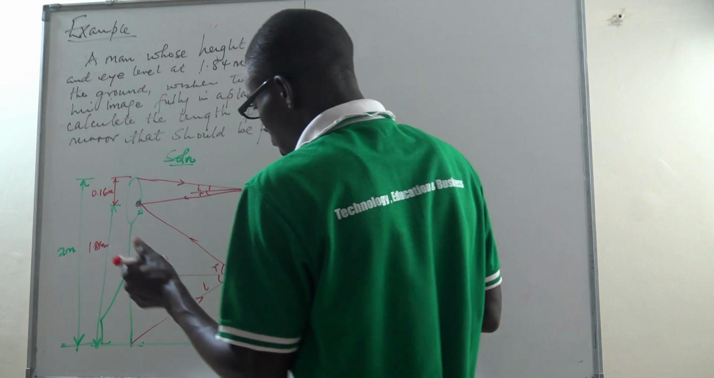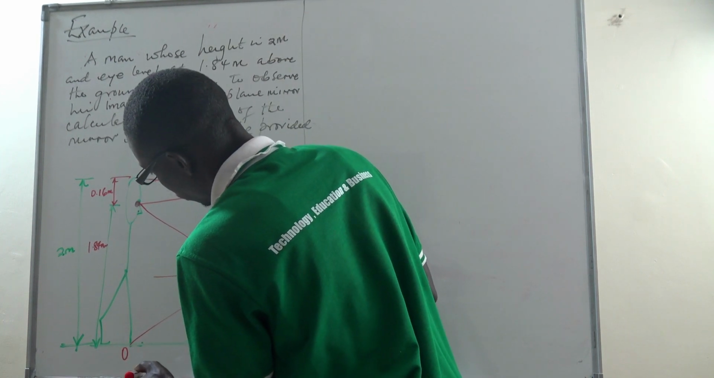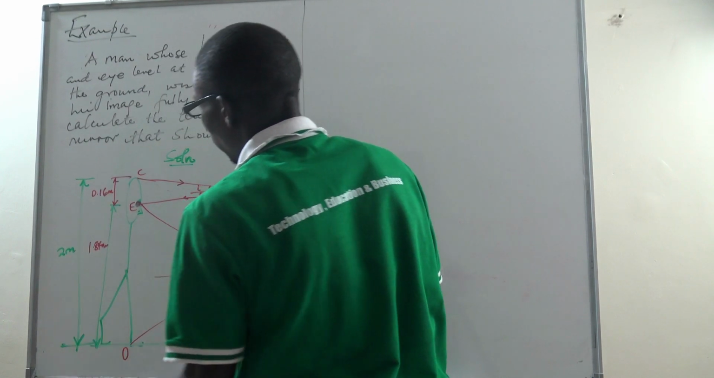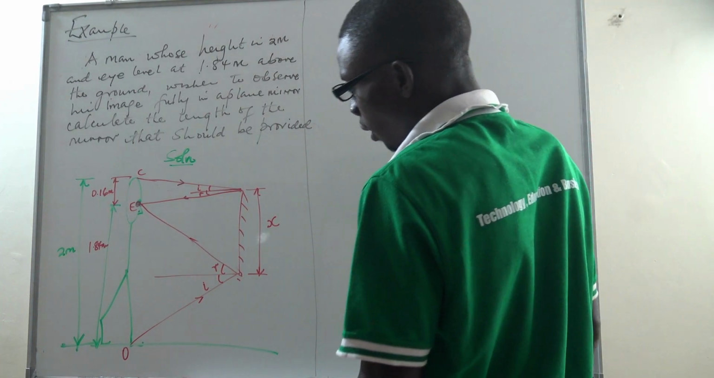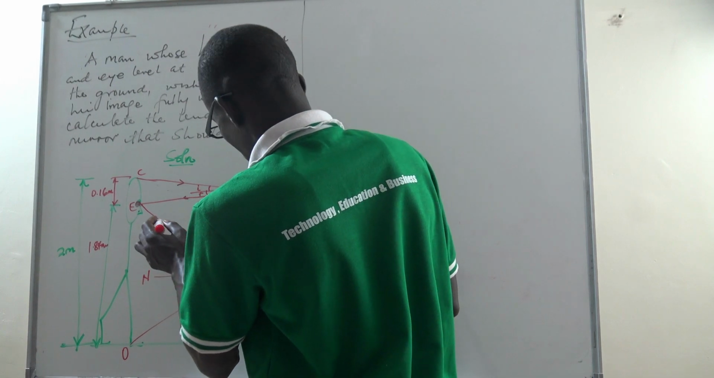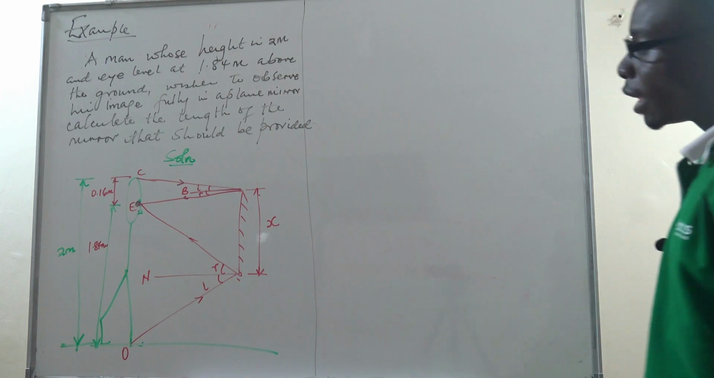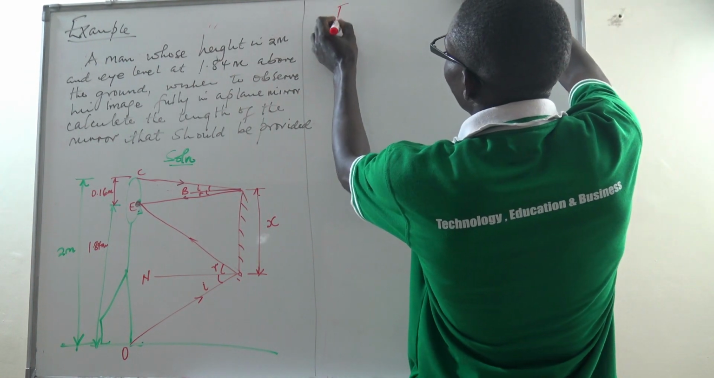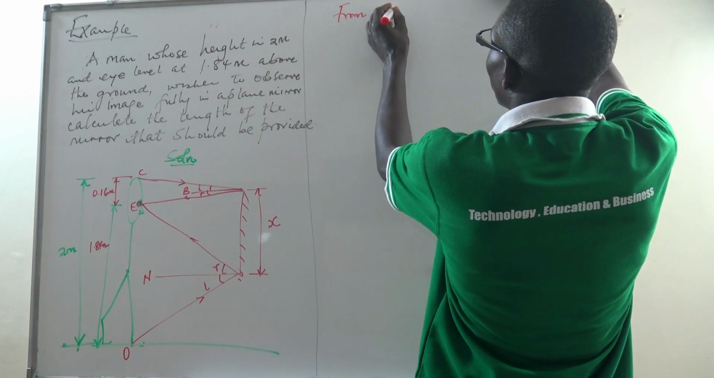So if this is point O, E, and maybe C. Okay? So I can call this one N, I can call this one B. Is that okay? So from the diagram, I'm interested in getting X.